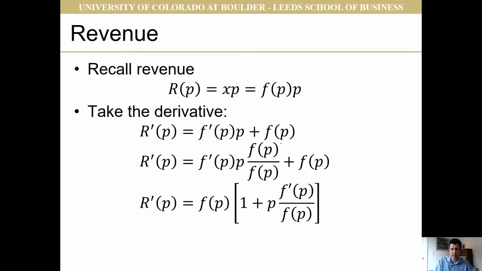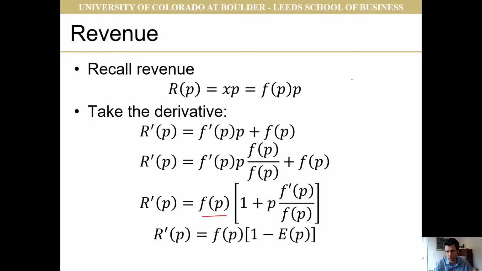And now we're going to do a little bit of work. Take the first term and multiply by f of p over f of p, which of course is just 1. Then we factor out f of p. We've got an f of p in both terms, so that factors out, times 1 plus p f prime of p over f of p. And this quantity, p f prime of p over f of p, is the opposite of elasticity of demand. So the derivative of revenue with respect to price is f of p times 1 minus e of p.